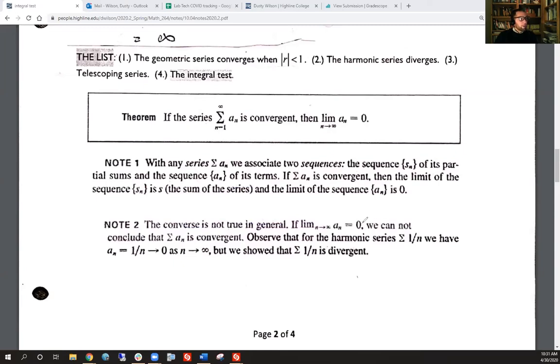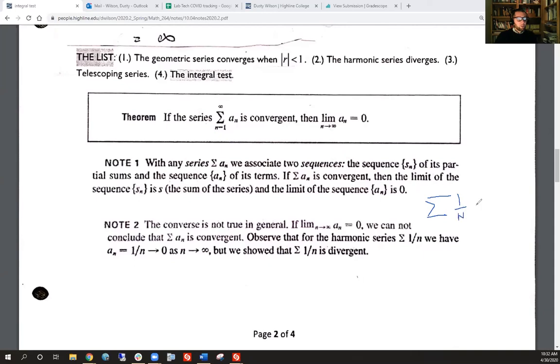And the catch is this note 2. The converse is not true in general. If the limit as n goes to infinity equals 0, we cannot conclude that the sum is convergent. And this is where the harmonic series ends up being a big deal.